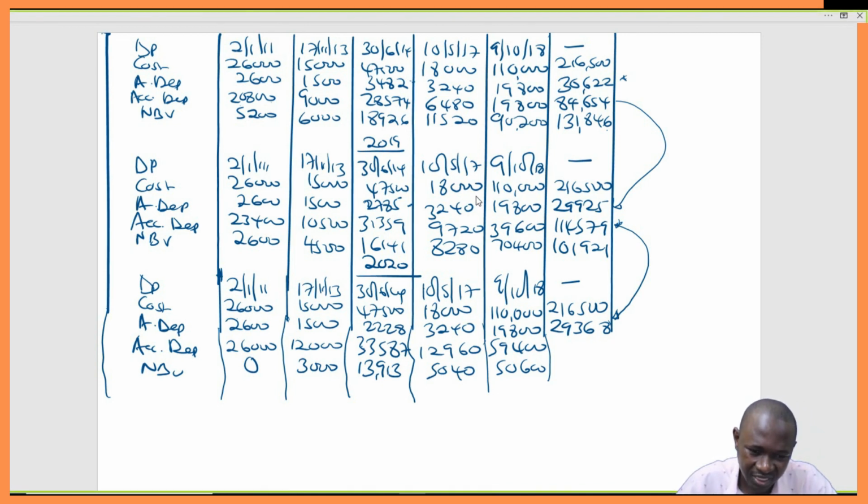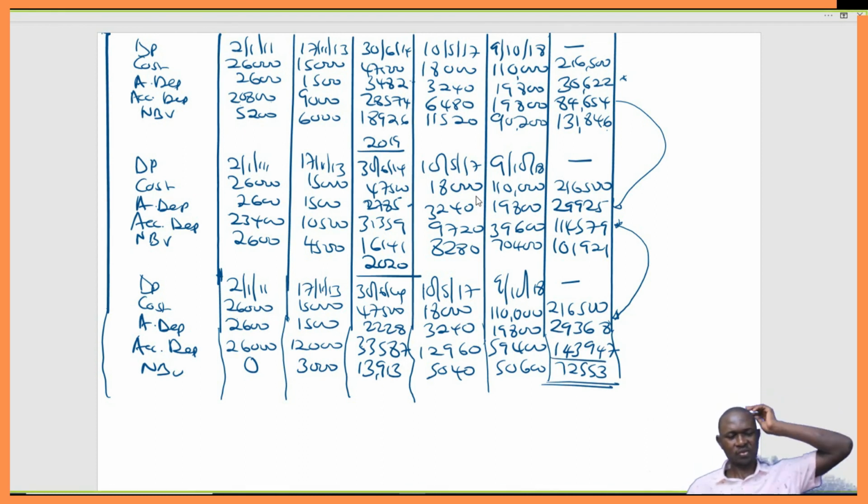This question generally is time consuming. So unless you come up with strategies to save time, you will lose on time. And when you lose on time, it will be disastrous. This is 72,553. This is the final figure as at 20th.